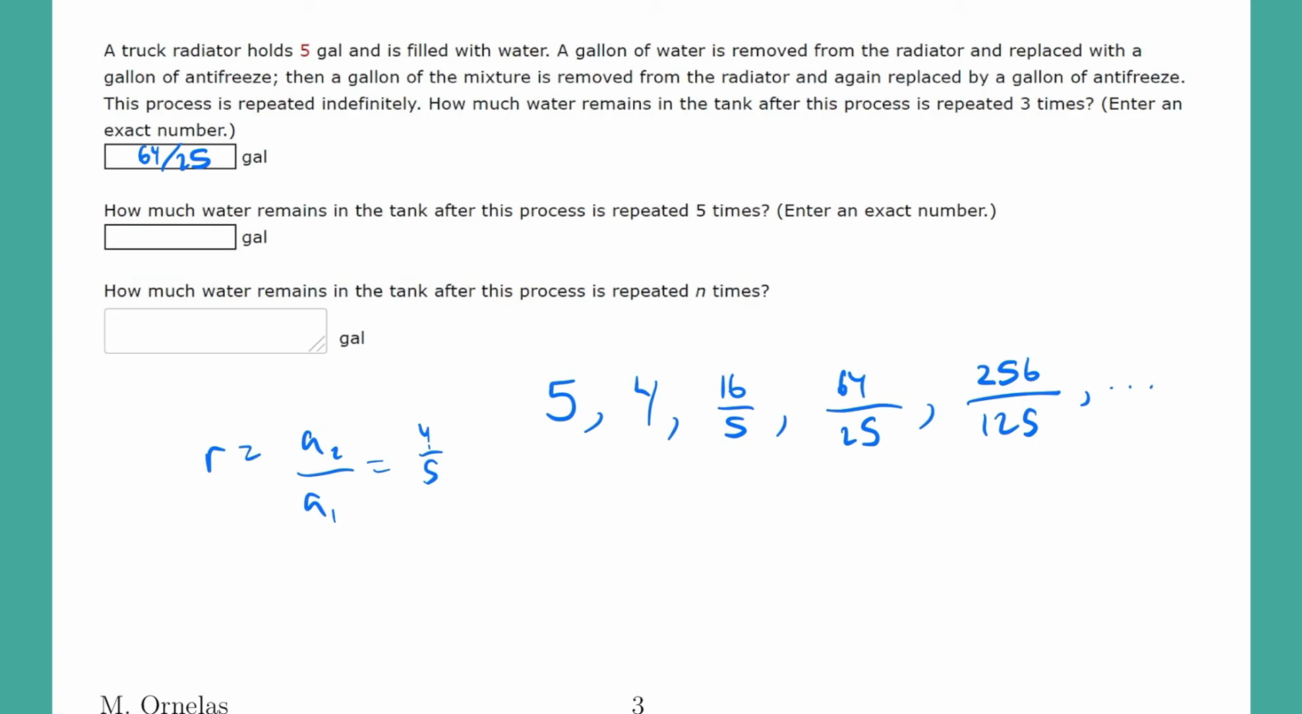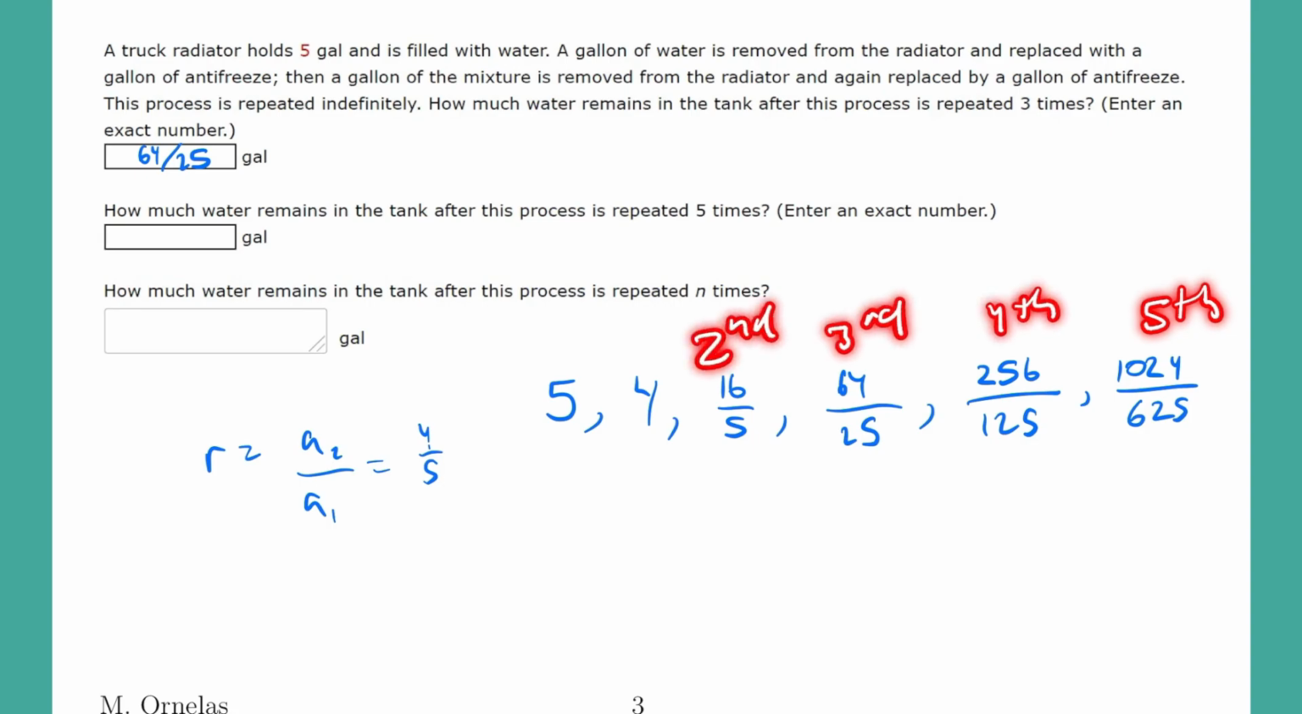All right, how much water remains in the tank after this process is repeated 5 times? So remember, this one doesn't count, so it'd be 1, 2, 3, 4. We need to do this one more time. So you multiply this term by the common ratio. 256 times 4 is 1024, and 125 times 5 is 625. So this would be the 5th repetition. This would be the 4th repetition, the 3rd repetition, the 2nd repetition, and the 1st repetition, and this is the starting point. So our answer for this one would be 1024 over 625.